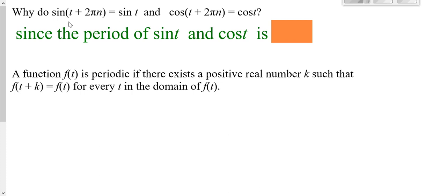Now, why does the sine of an angle plus a full revolution equal the sine of the angle, or vice versa for your cosine? And that's because your period of sine and cosine is 2 pi. Because if you go around your unit circle a full revolution, which is 2 pi, everything starts to repeat.